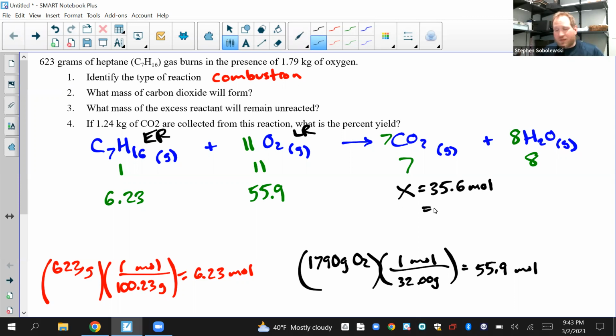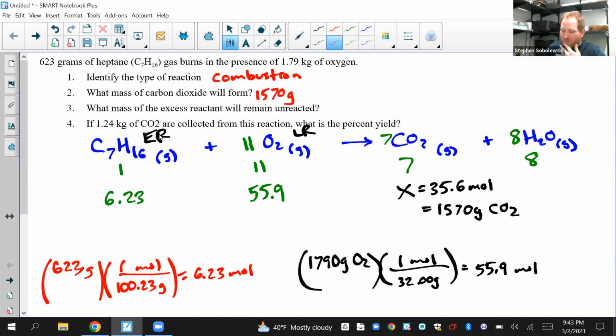You do the same types of problems enough, you'll memorize certain numbers. So times 44.01 gives me 1570 grams of CO2. And that is this one, 1570 grams. Okay, part 3, what mass of excess reactant will remain unreacted?